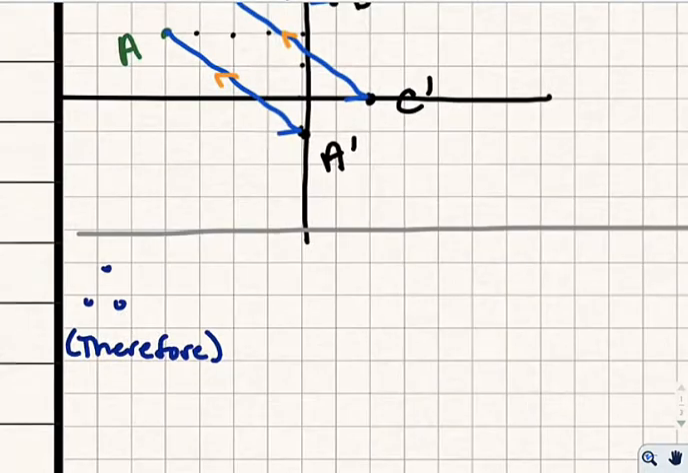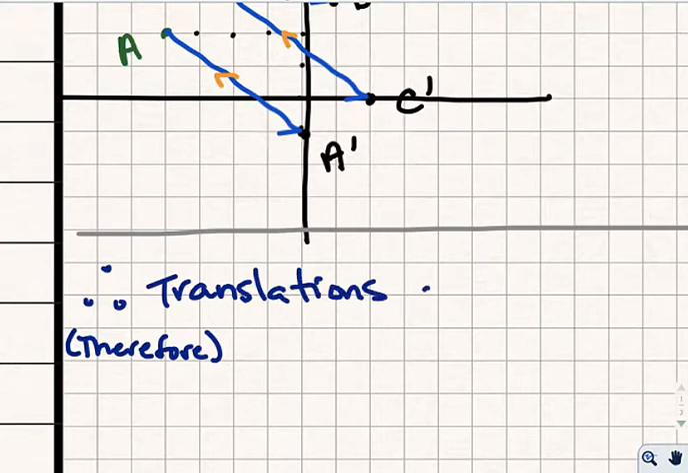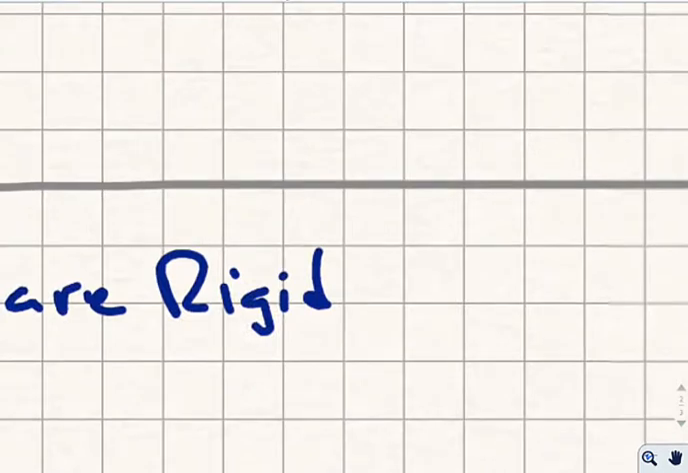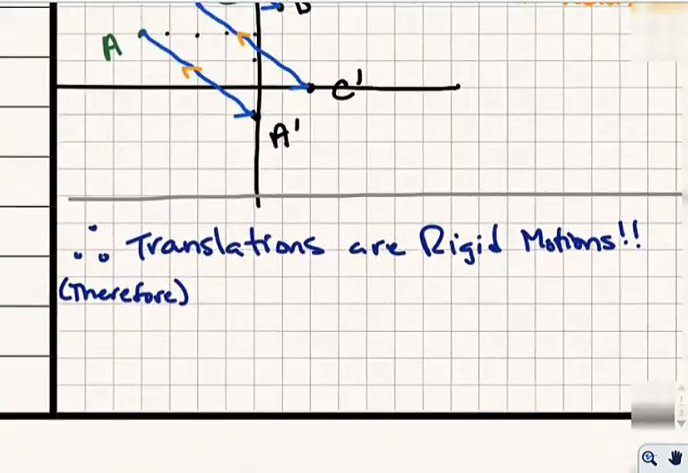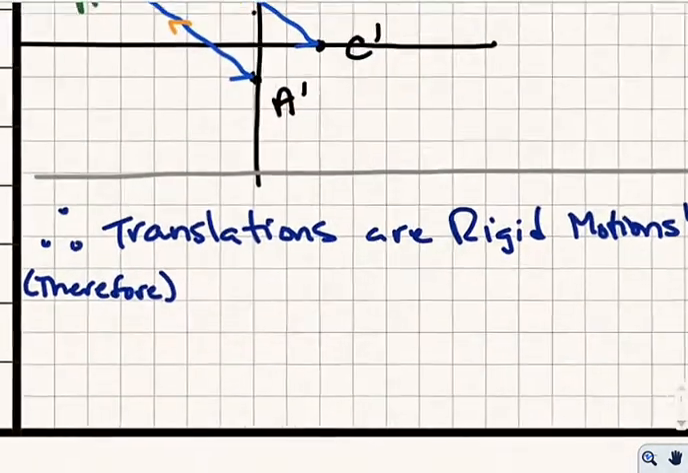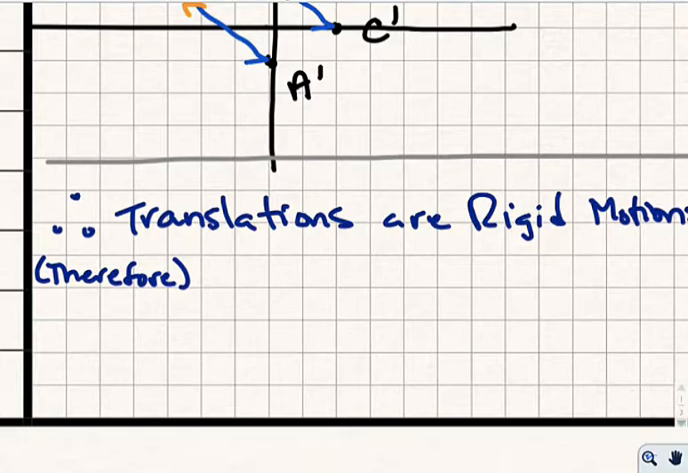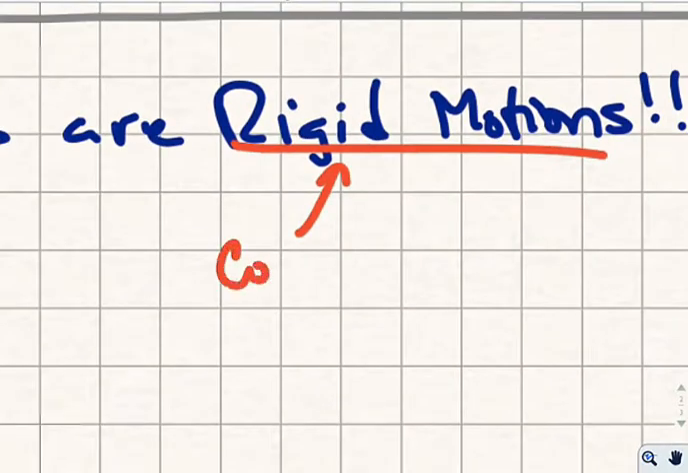That's just math speak. So therefore, translations are rigid motions. Now that's a key terminology phrase that we need to get familiar with. What I mean by rigid motions, I can give you an example, but I'll first give you an interpretation. Rigid motions are the same thing as congruency transforms.